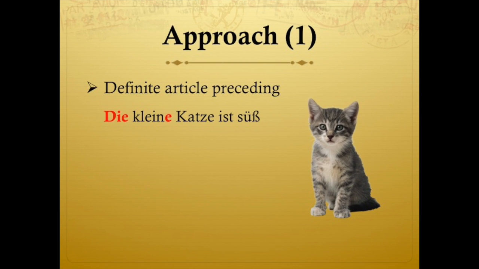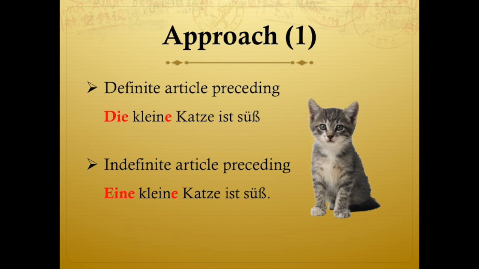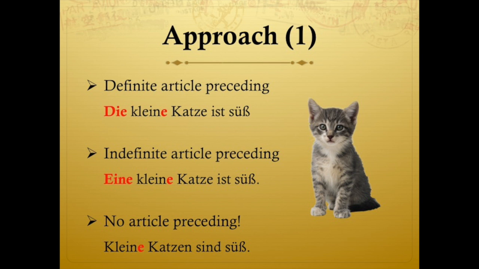Let's look at our cute little cat again. We have the sentence, die kleine Katze ist süß. We're using both an attributive and a descriptive adjective. With the indefinite article preceding, it simply looks like eine kleine Katze ist süß. And then last but not least, no article preceding, we have to make the plural here. Kleine Katzen sind süß. So this is another great example of how to use the adjectives with a definite and indefinite or no article at all.